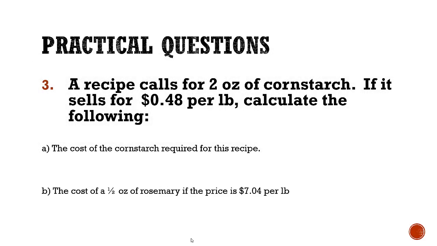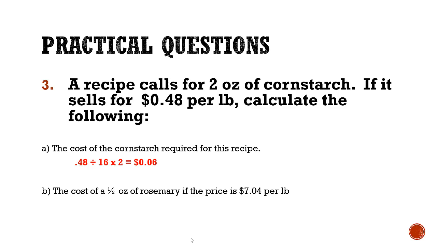So a recipe calls for 2 ounces of cornstarch. If it sells for 48 cents per pound, let's calculate, first of all, the cost of the cornstarch required for this recipe. So I need 2 ounces of cornstarch, and it costs 48 cents per pound. So obviously, if I figure out what 1 ounce costs, I'll be able to multiply it by the 2 ounces I'm looking for. So here's what your formula looks like. Your AP cost for a pound, 48 cents divided by 16, gives you the cost of 1 ounce, and then you multiply it by the 2 ounces your recipe looks for, and you get an answer of 6 cents for 2 ounces.